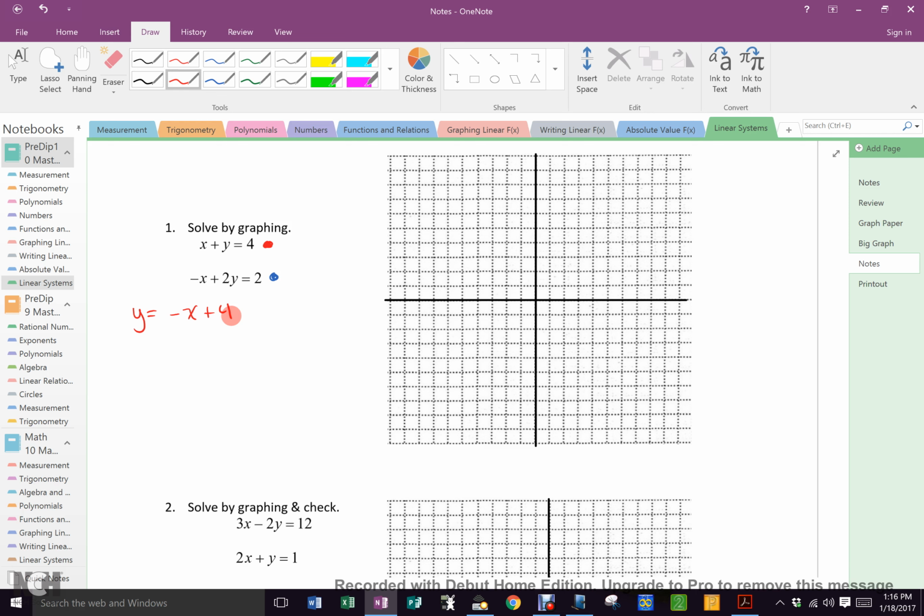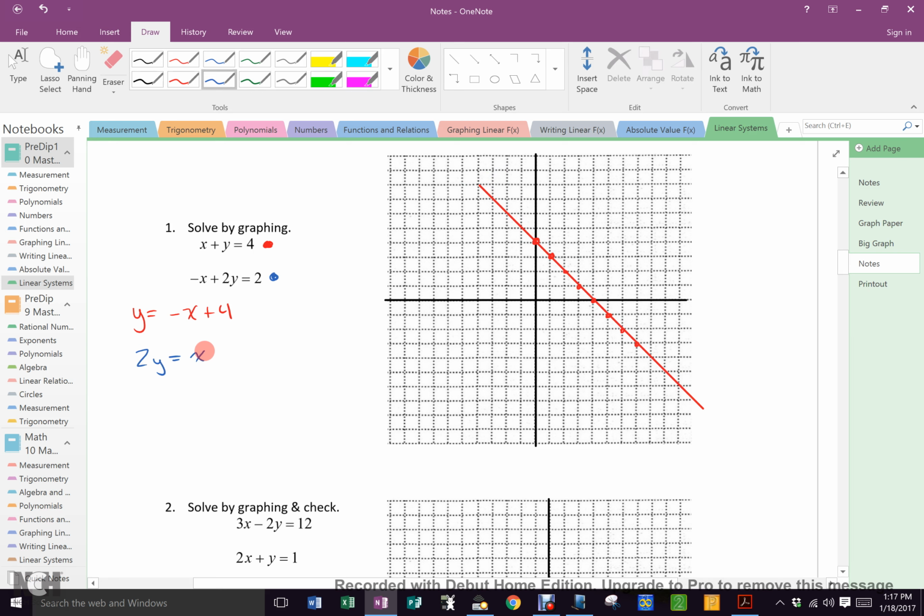What is my y-intercept? 4. 1, 2, 3, 4. And my slope is negative 1. So that is down 1, right 1. And that line will go on forever. Yes? Everybody cool with that? I hope so, because we just did a unit on graphing. And we should all be pretty good at it. Yeah? Okay. What's the blue one going to look like?